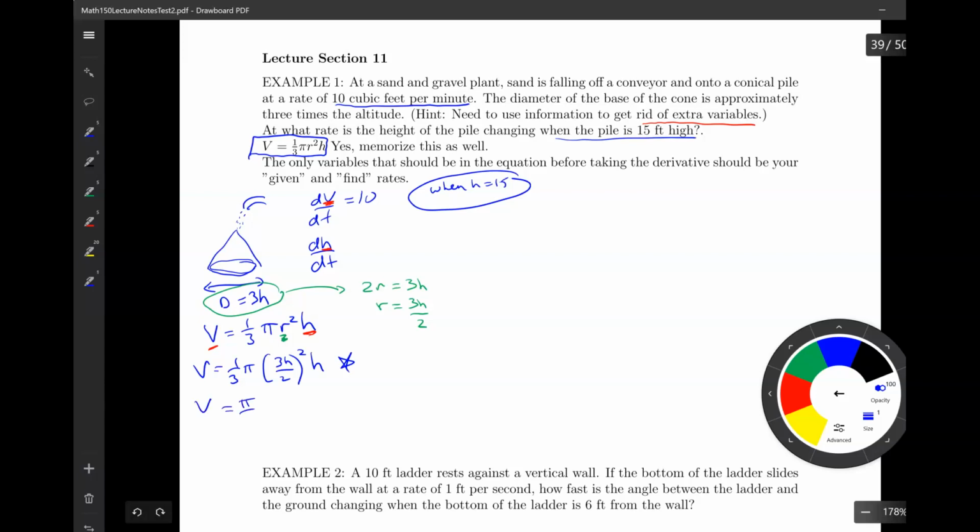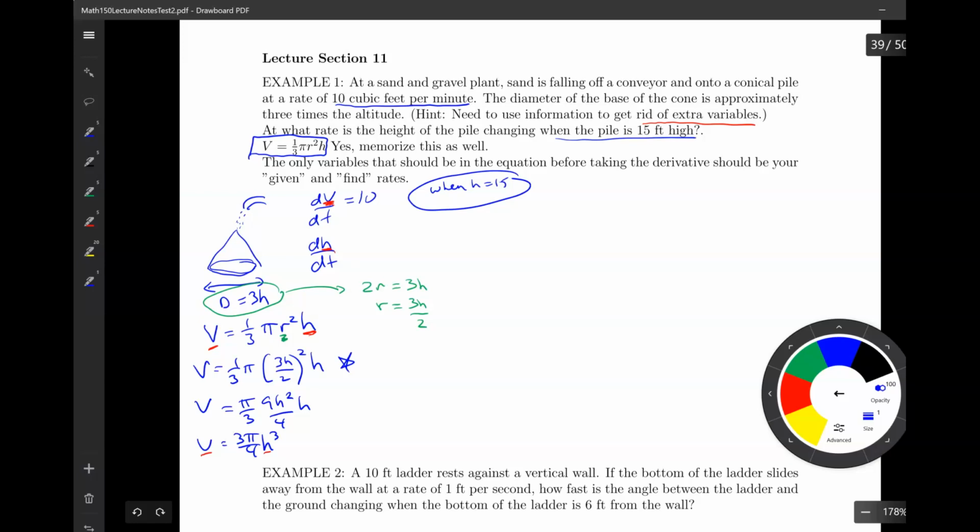So I have pi over 3. This gives me 9h squared over 4 times another h. Simplifying this, I get pi over 12, right? One of those threes cancels. Oh, not pi over 12, sorry. Let me fix that. One of the threes cancels, so I get 3 pi over 4 h cubed. Now I have the two letters in my equation in my find and given rates.